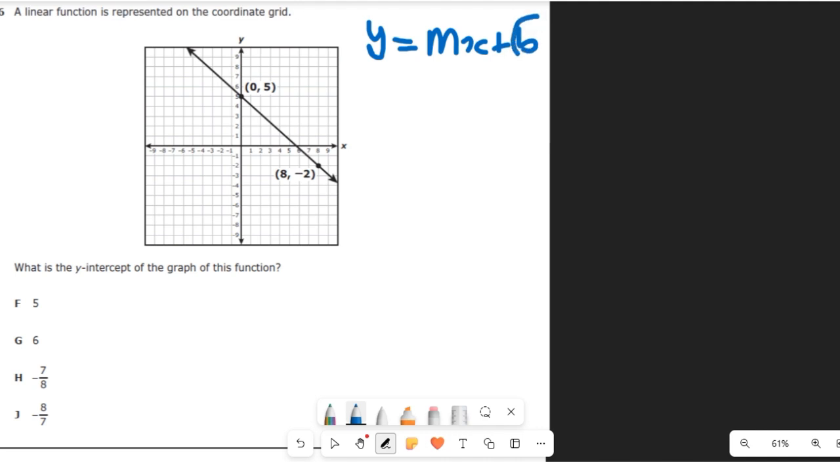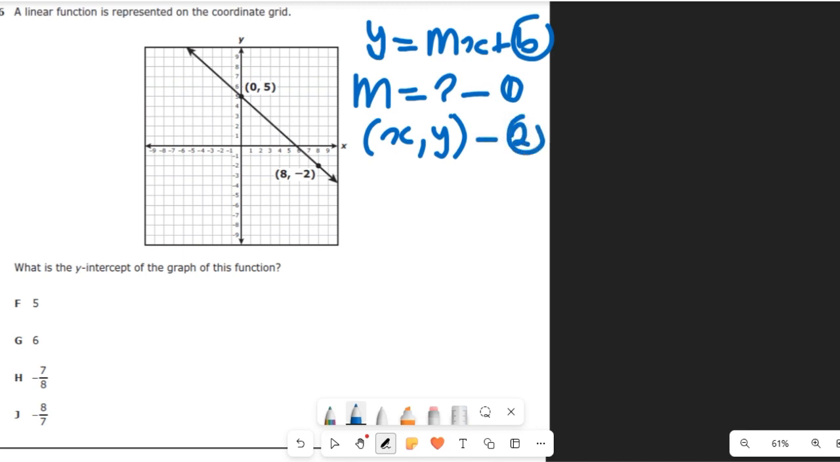b is the y-intercept, right? Good. So for us to find the y-intercept of the graph, all we need is the slope m. We need to find the slope, and then we need one of the coordinates. Those are the two things we need. This is 1 and this is 2. So if we get the slope, we can use any of these coordinates to find the y-intercept of the function.